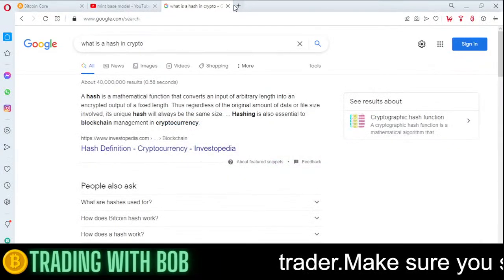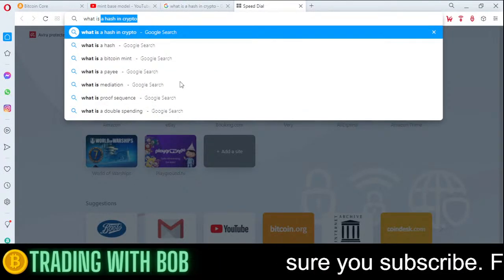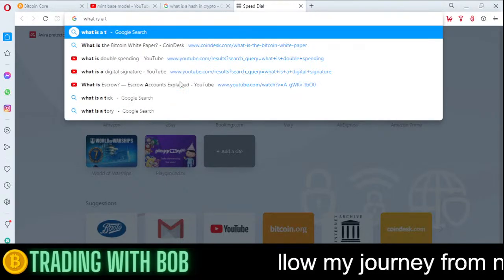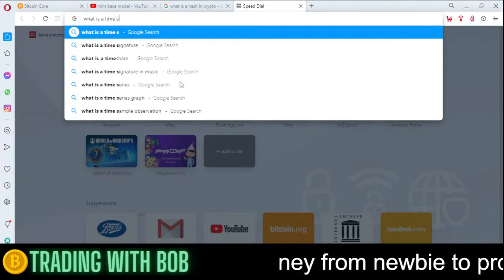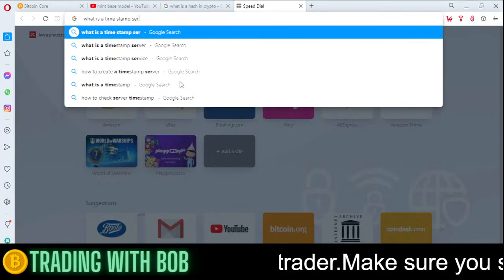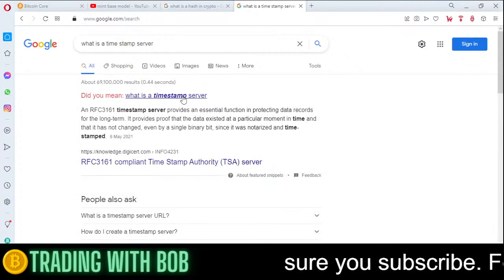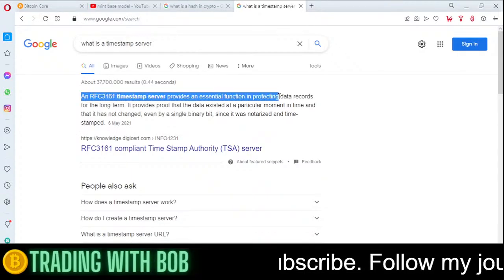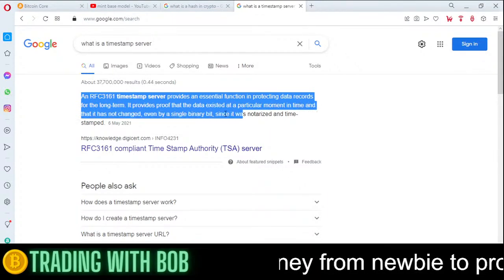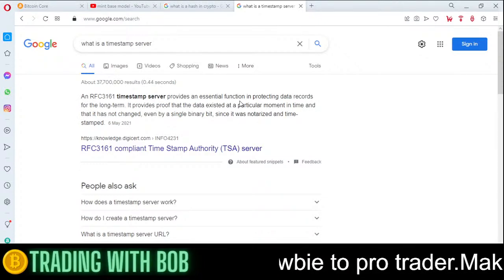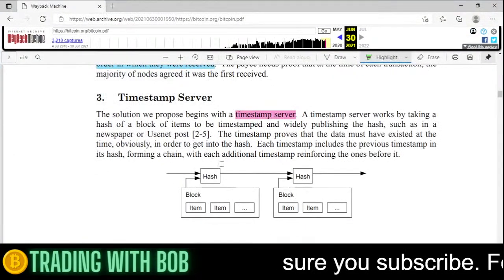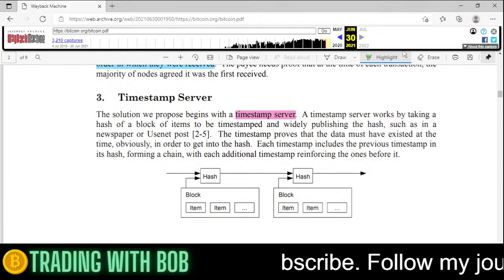Okay, let's check what a timestamp server is. What is a timestamp server? A timestamp server provides an essential function of processing data records over the long term. It provides proof that data existed at a particular moment in time. Okay, it just stamps it, tells you what time it came in, what time it left, and stuff like that. Okay, so that's what a timestamp is.